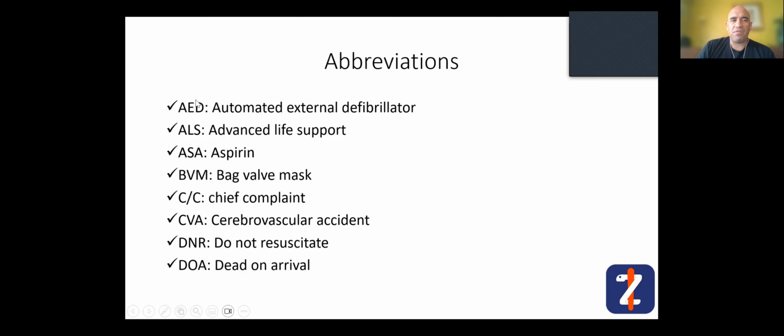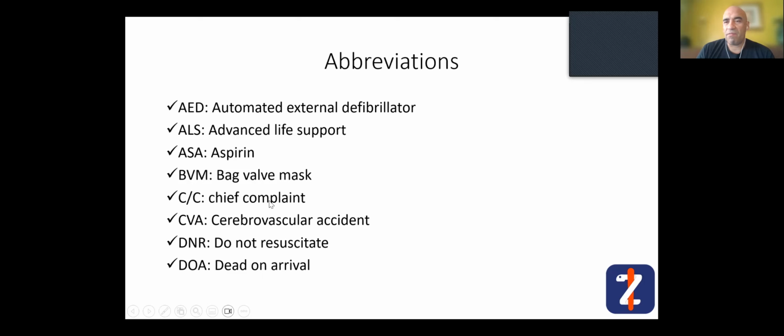All right, abbreviations. The AED, Automated External Defibrillator, ALS, which is Advanced Life Support. Now, for those who've been on the field, this is just part of your language now. But for those who are new, this is just some of the abbreviations out there. Aspirin, ASA. BVM, bag valve mask.